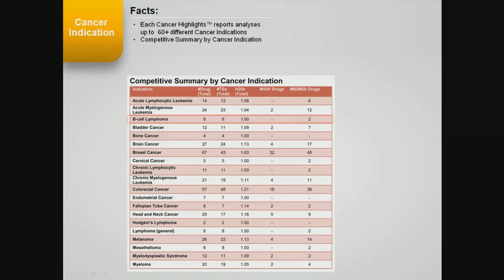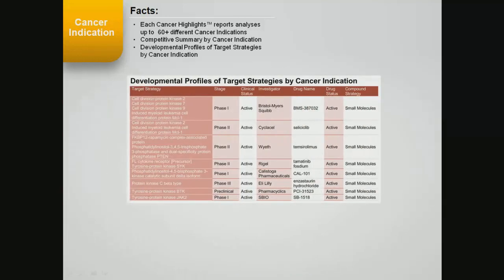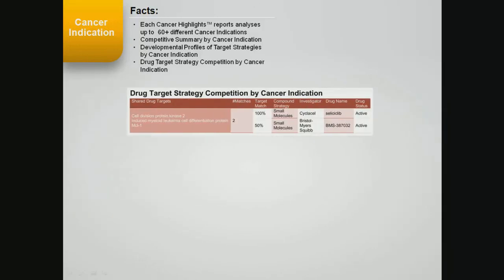When choosing any cancer indication, here we will look at B-cell lymphoma, you will be presented with detailed developmental profiles of all identified drug target strategies for that cancer indication. This is followed by a drug target strategy competition assessment among drugs of the same cancer indication.